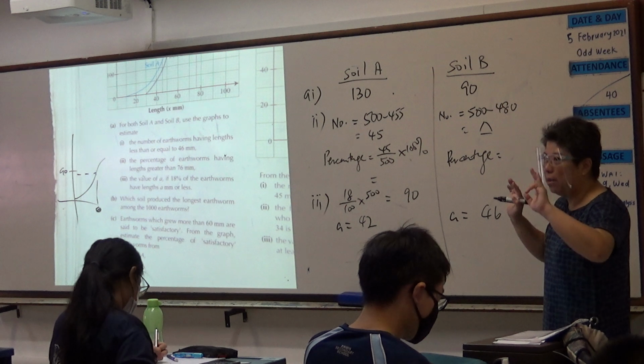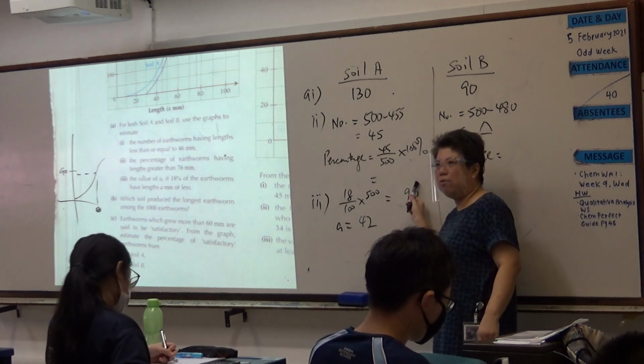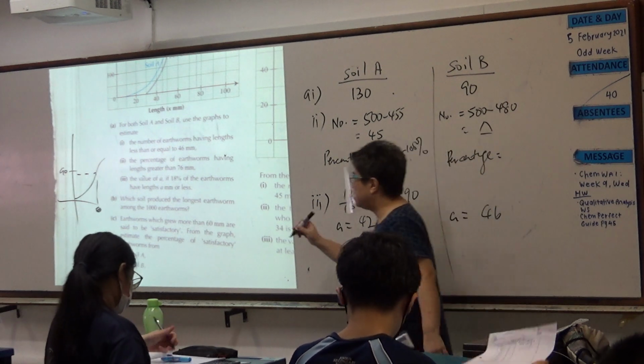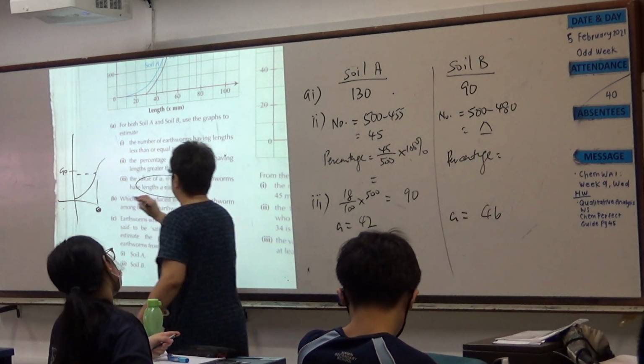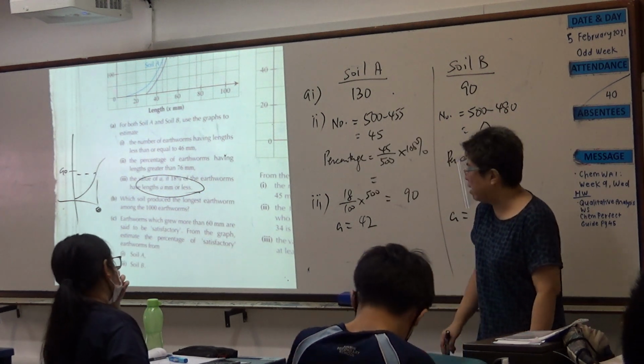Okay, now what's the important thing? I'm pointing out to you. You must see this value I can read off straight or I must minus. This one I can read off straight because it's this one. Everybody clear? Everybody clear? Okay, now next one.